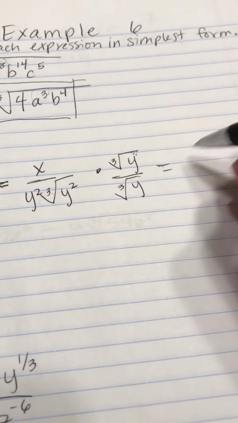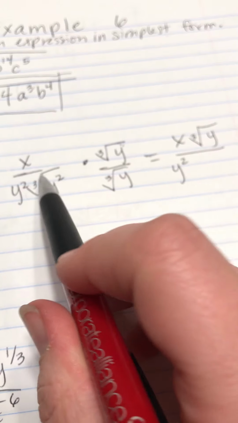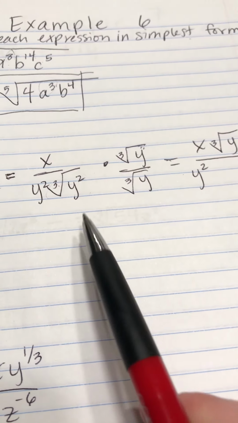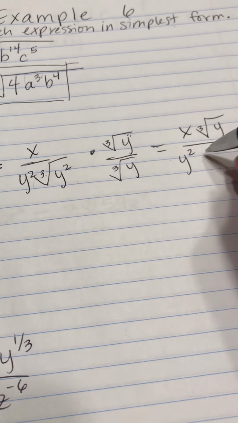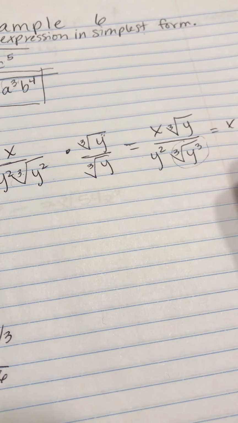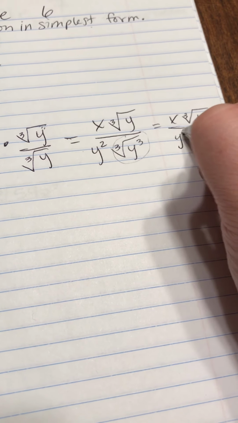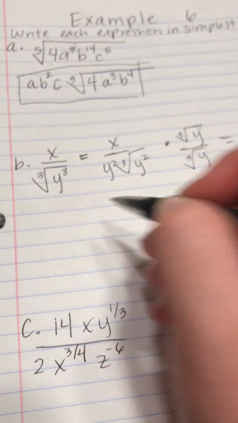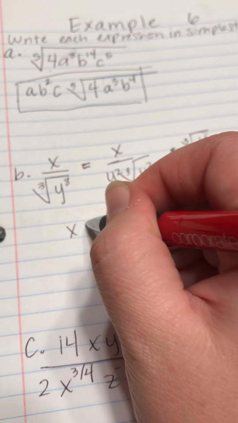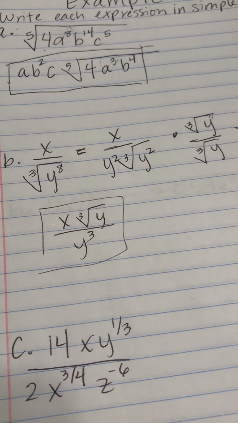Okay, so on the top, I'm going to get x cube root of y. And on the bottom, I get y squared. Now, because they're both cube roots, I get y squared times y, which is y to the 3rd. So then what do I do with this y to the 3rd? It becomes just y. So I get x cube root of y all over y squared times y. Well, I can combine those and make it y to the 3rd. So my final answer should be x cube root of y all over y cubed. And that's my final answer. Capiche?